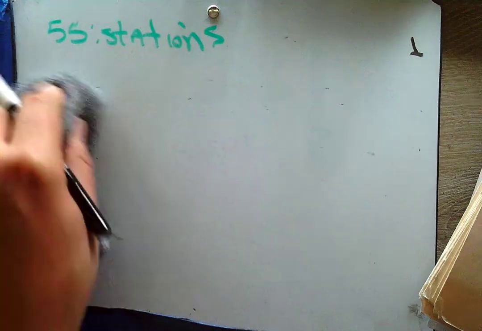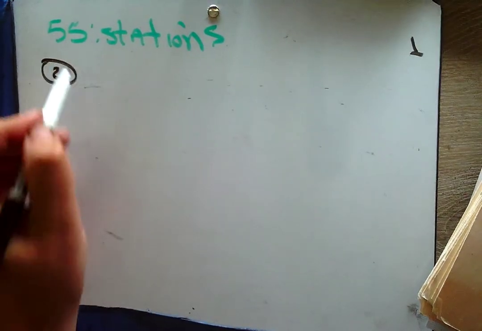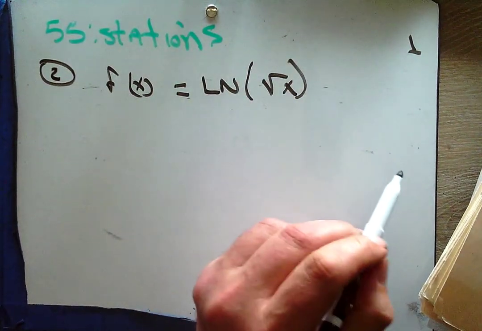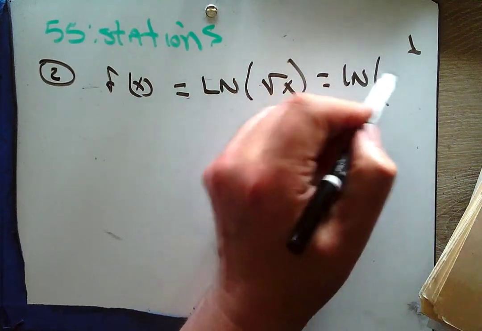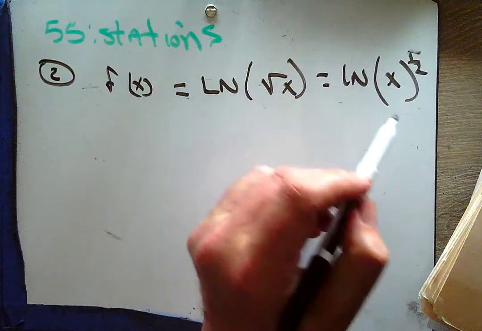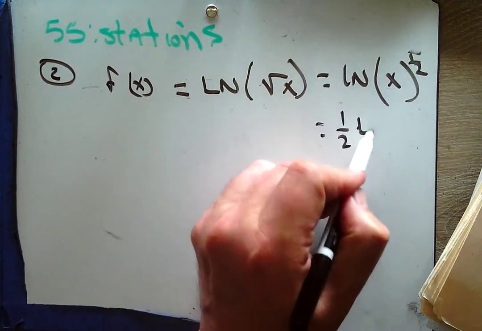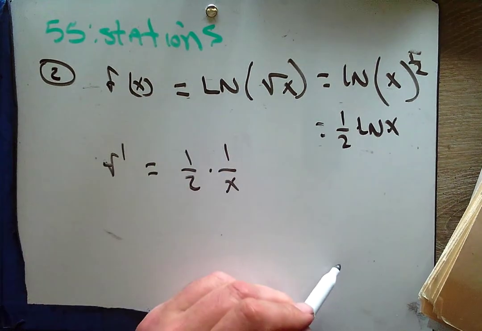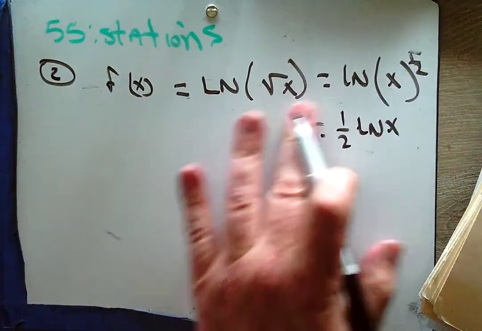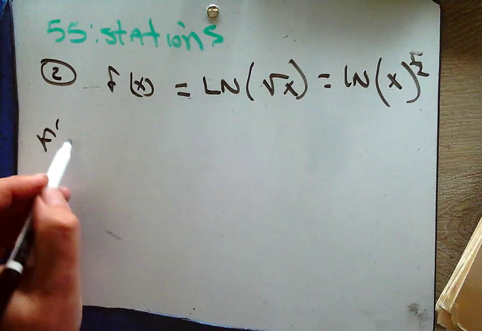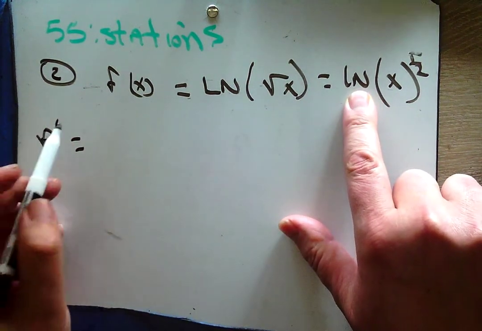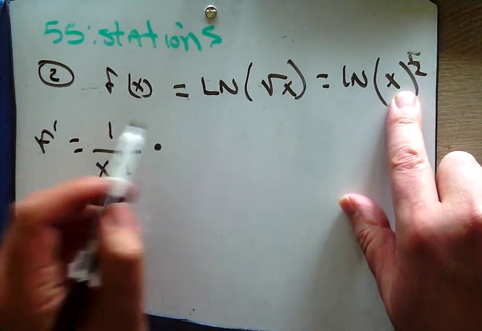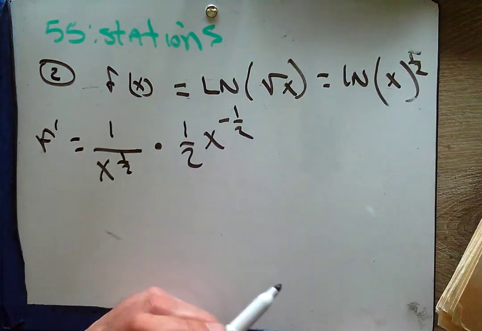All right, so second problem. Actually, station 1 has 3 problems. So second problem, f of x equals ln square root of x. You might want to write that as ln x to the 1/2. You may even want to bring that down out in front. 1/2 ln of x. And so then f prime would be 1/2 times 1 over x. Or let's imagine I didn't see to use that power rule. Instead, I said f prime was the derivative of ln of stuff, which is 1 over stuff, times the derivative of stuff, 1/2 x to the minus 1/2.